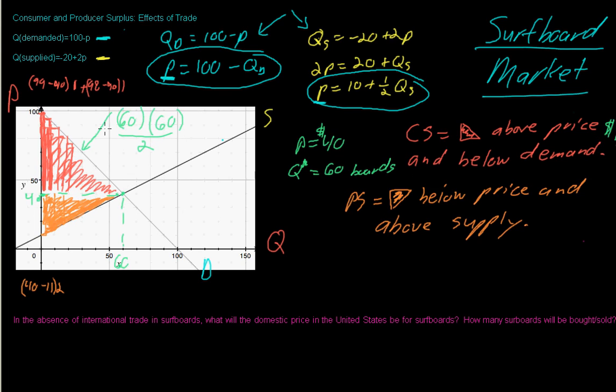And producer surplus is this triangle. So we have 40 minus 10. That's the height right here. So 40 minus 10, which is 30. So that is 30 times the width, or the base, will be 60. And then divided by 2. So 30 times 60, 3 times 6 is 18. So that will be 1,800. Divided by 2 will be 900. So producers are $900 better off for this market existing.